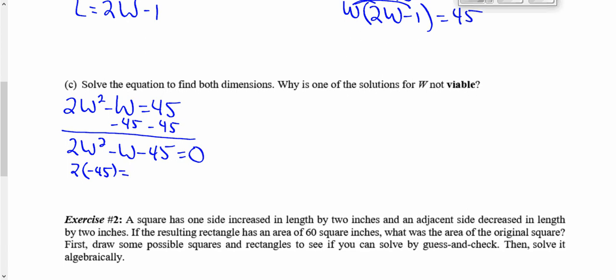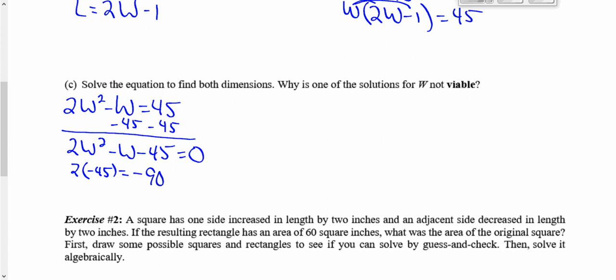What is 2 times negative 45? Okay, it's negative 90, right? Now I need two numbers that multiply to negative 90 and at the same time add to negative 1. They've got to multiply to negative 90 and also add to negative 1.